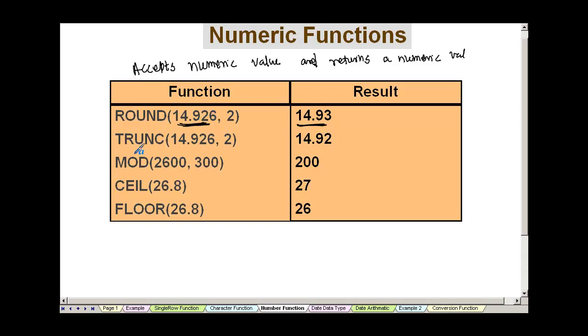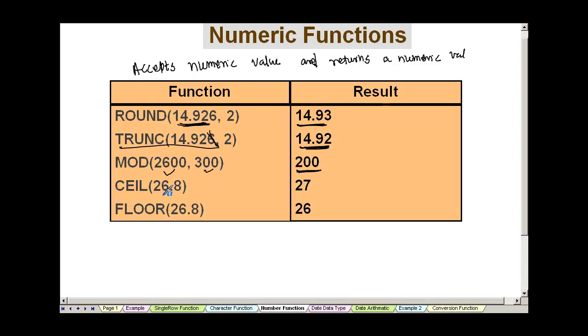Okay. Then if you want to truncate 14.926 to two digits, it will remove the last digit and give the answer 14.92. And modulus is going to give you the remainder. If you divide 2600 by 300, the remainder is 200.